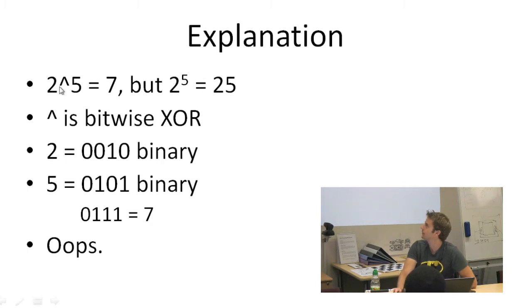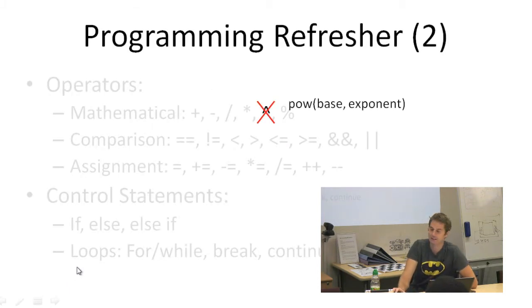So 2 exclusive OR 5 is 7, but 2 to the power of 5 is 25. So 2 is 0010 in binary. 5 is 0101 in binary. So you exclusive OR. Basically, when either of them is true but not both, so this is 1, this is 1, this is 1, and 111 is 7. So as Jonathan said, if you want to do power, it's actually pow(base, exponent). I actually went back and removed that from last week's slides because it doesn't really make sense.